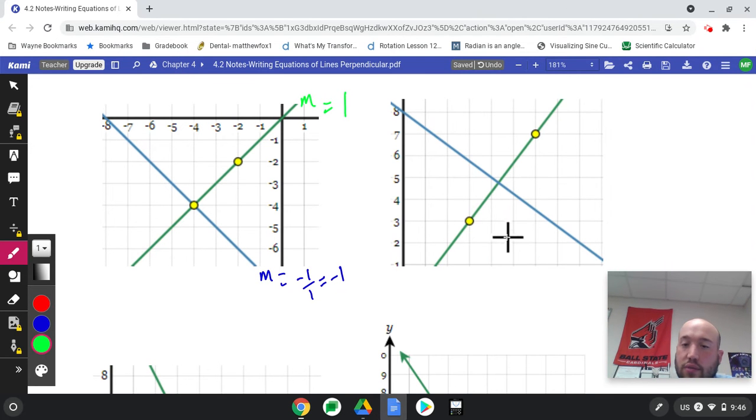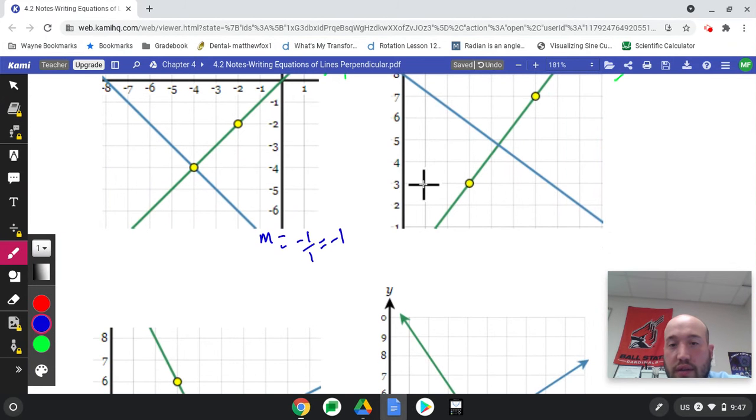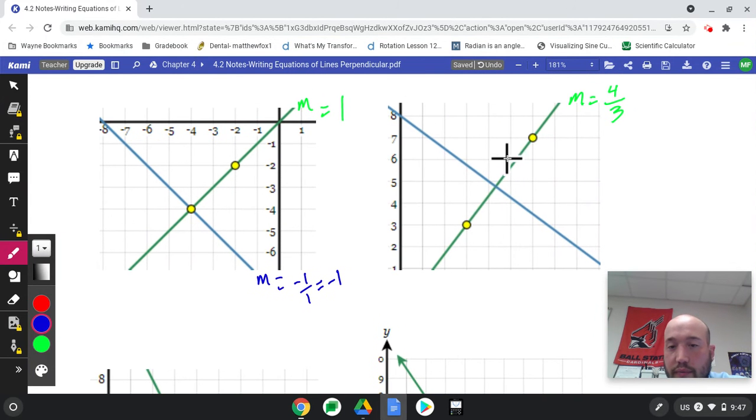Okay, so we go to the next one, this one, up 1, 2, 3, 4 over 1, 2, 3. So the slope would be 4 over 3. And meanwhile, the blue one, it's maybe hard to figure out a point, but right here it goes nicely. So down 1, 2, 3 over 1, 2, 3, 4. So the blue one has a slope of negative 3 over 4.